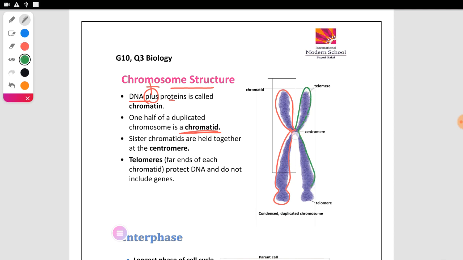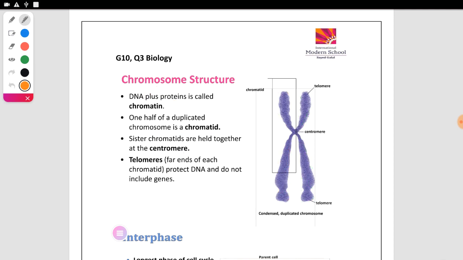This is the other half. The other half here is also called a chromatid. So the chromosome consists of two sister chromatids. Consists of what? Two sister chromatids. And they are attached together by a point called the centromere. So the sister chromatids are held together at a point called the centromere.